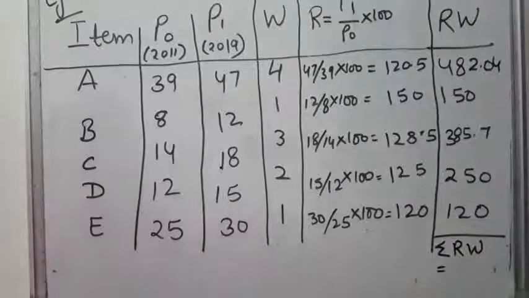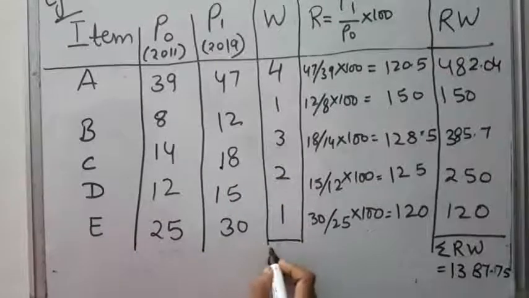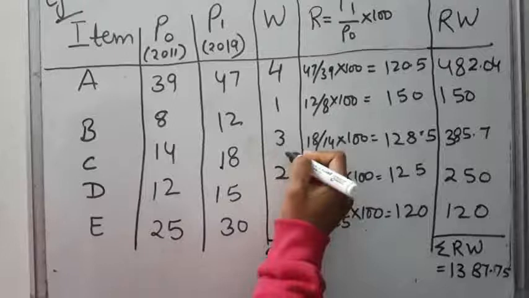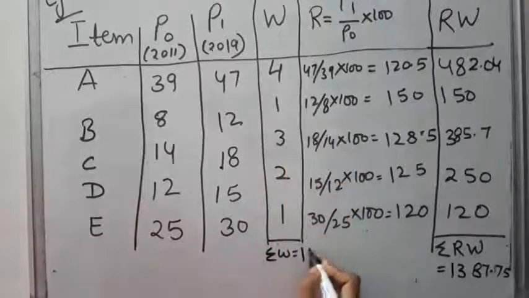It is required according to our formula, and it will be 1387.75. Summation of weight also is required according to our formula, so it will be 11. Now we will put in our formula for finding the weighted average.